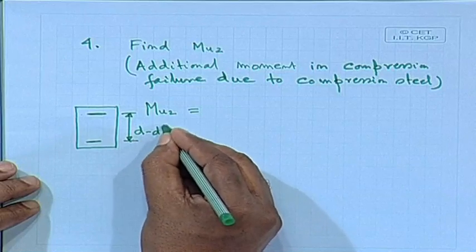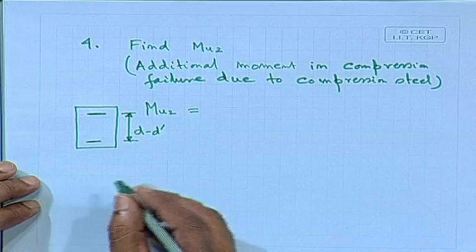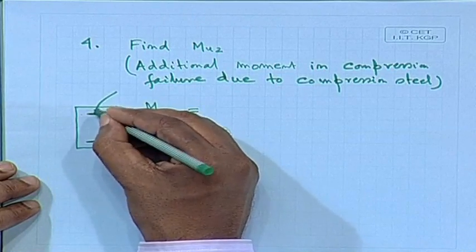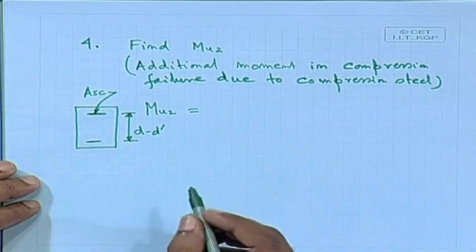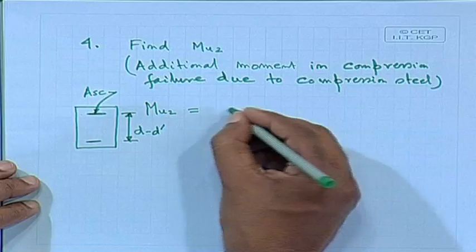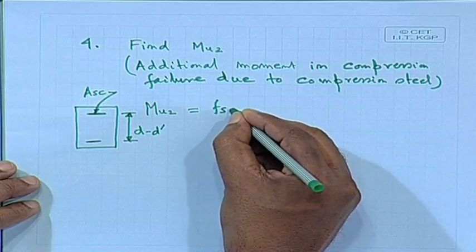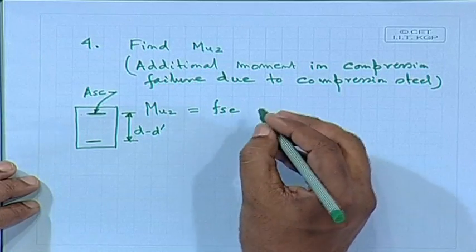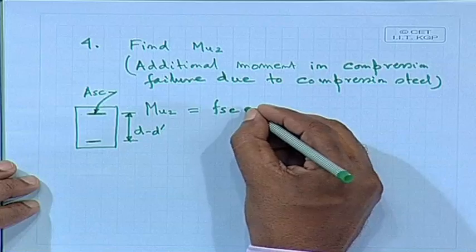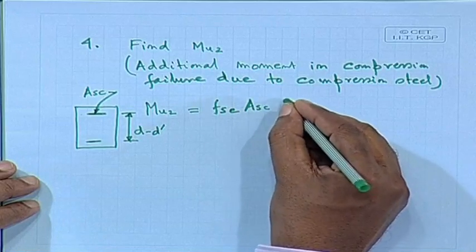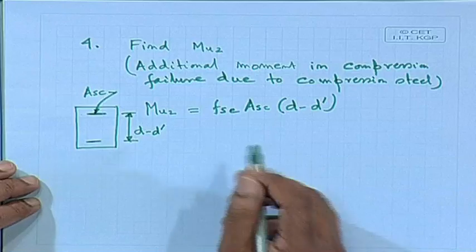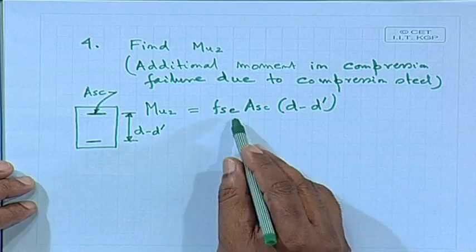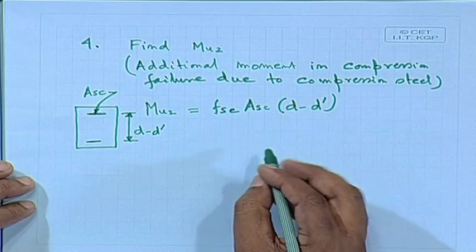This length is d minus d dash. So, Mu2 equal to FSC, which you have got from the strain, times ASC, the force, times the lever arm, which is always d minus d dash. Mu2 equals FSC ASC times d minus d dash.